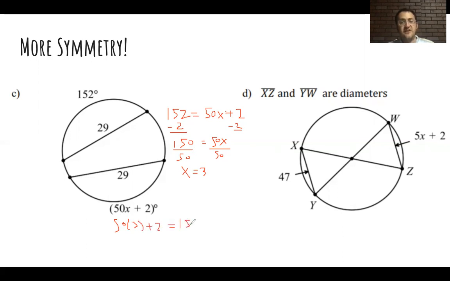Or if we have a situation where we have diameters, diameters mean that they are symmetrical. So we could actually say that these are equal to each other because of the symmetry. So you could just do 47 equals 5x plus 2. Subtract 2 on both sides, and you would have 45 is equal to 5x, and therefore x equals 9.